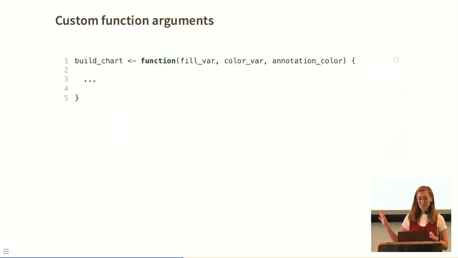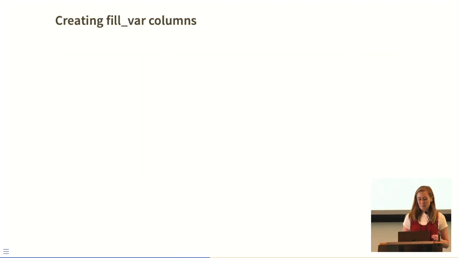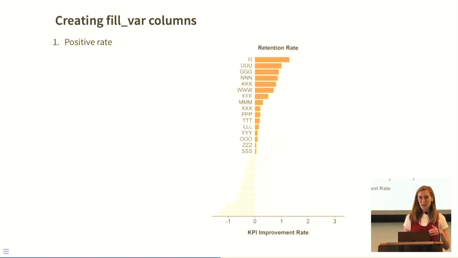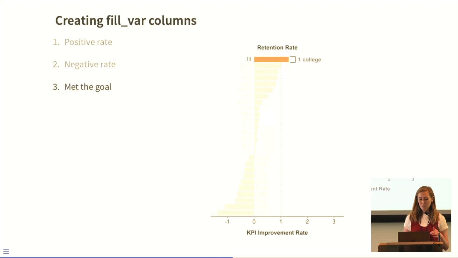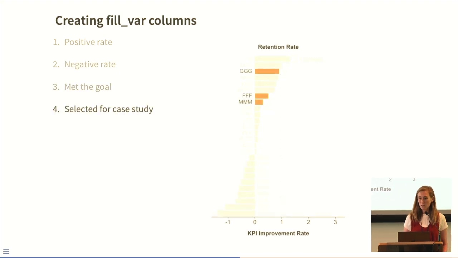So the function is really simple. It's called build chart. There are 3 arguments: a fill variable, a color variable, and an annotation color. And I just want to show you how I made this. So all I needed to do was create some signal variables to plug into this function. So whether the rate was positive, whether it was negative, whether the schools met their goal, and whether they were selected for the case study.